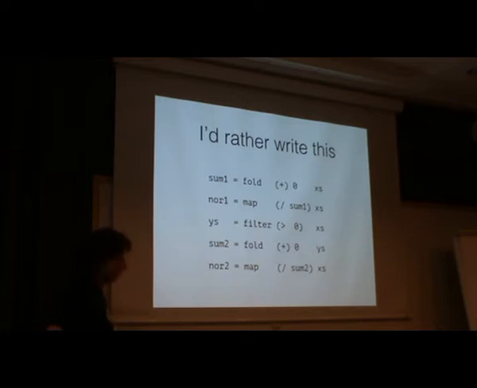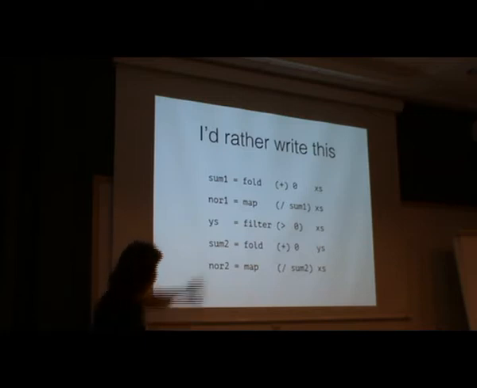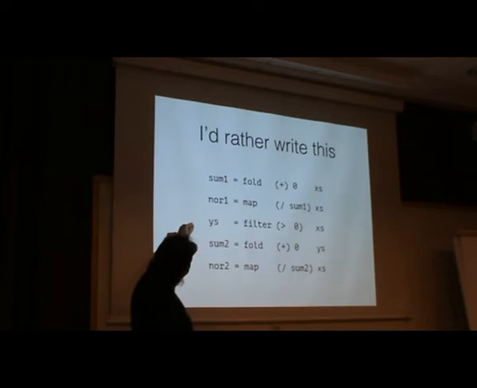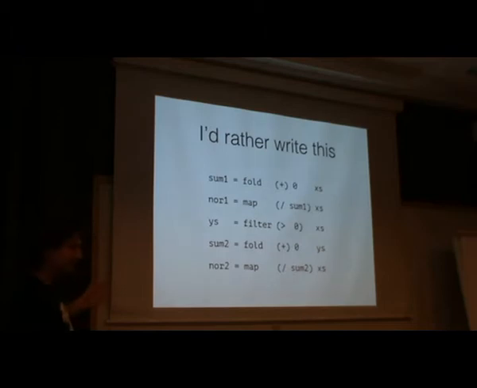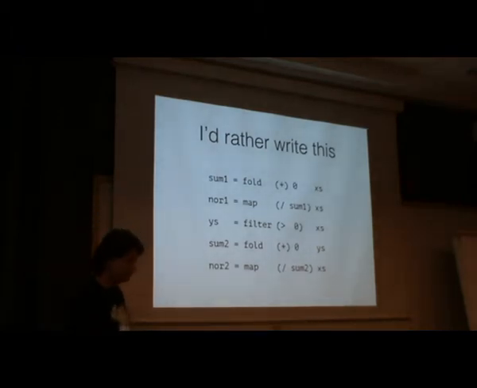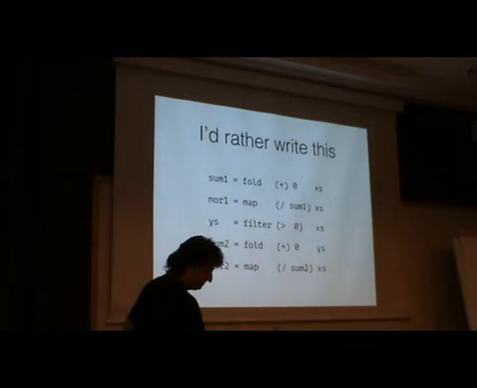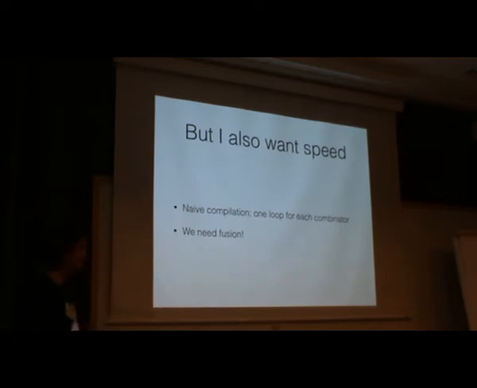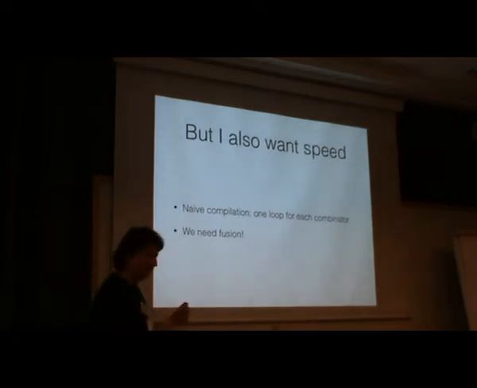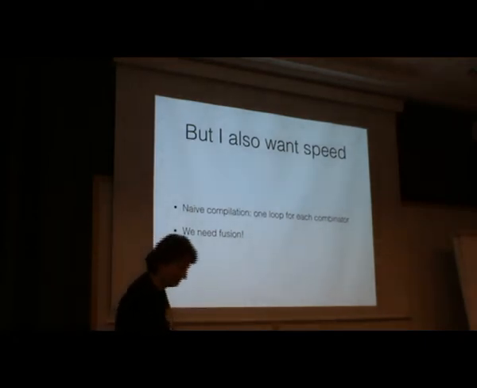So we've got five combinators, and we're getting the sum. Then we're normalizing the array based on the first sum, and we're finding only the positive elements, and then we're summing. And so you hope you can see that this is the same program, or much the same. Obviously, we want this to result in the same loops as our Fortran program.